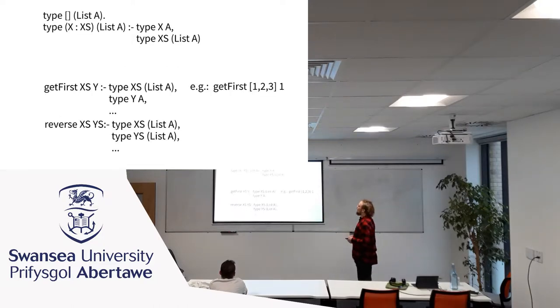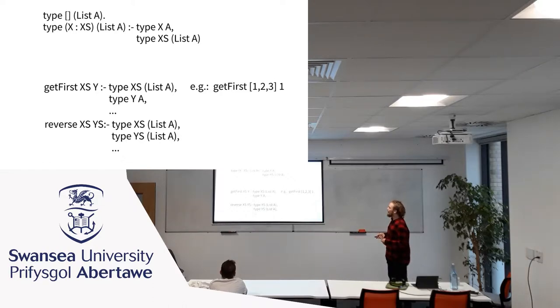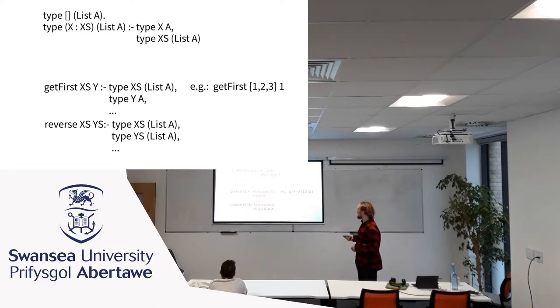More examples on this one, you know, get first. So we have a list, we want the first element, meaning that the XS needs to be a list, and the Y needs to be some kind of output type. Essentially, this is what we're formulating.